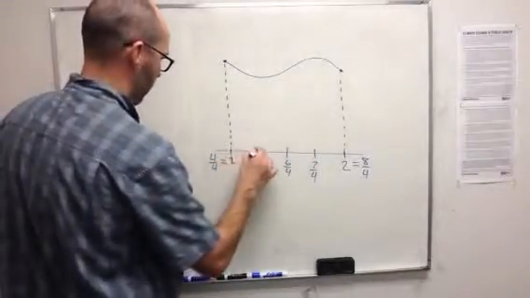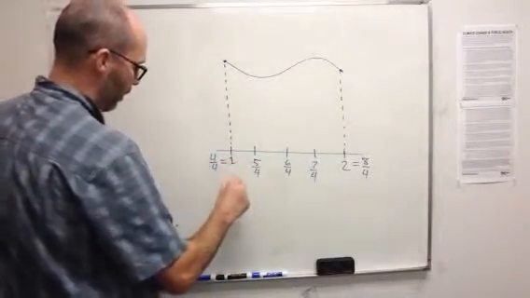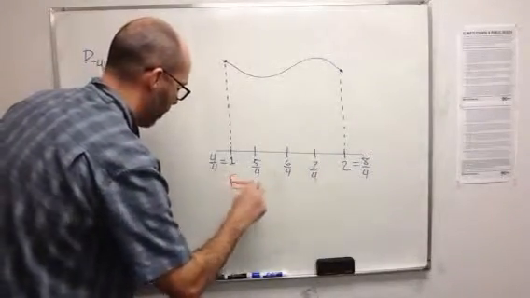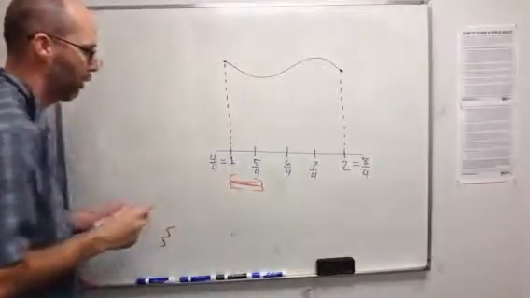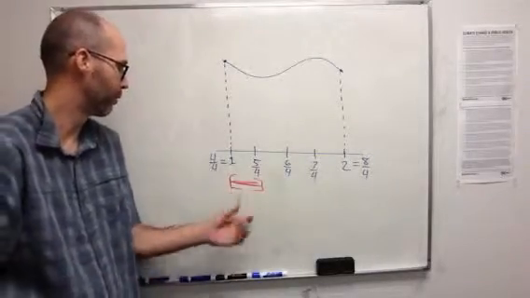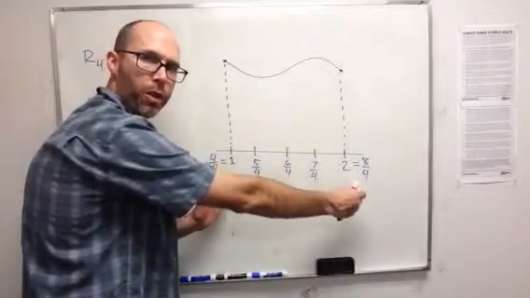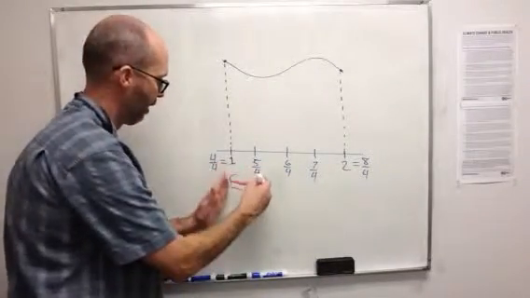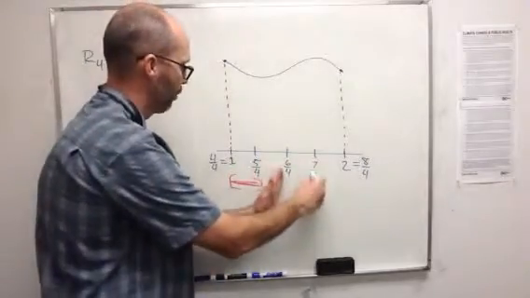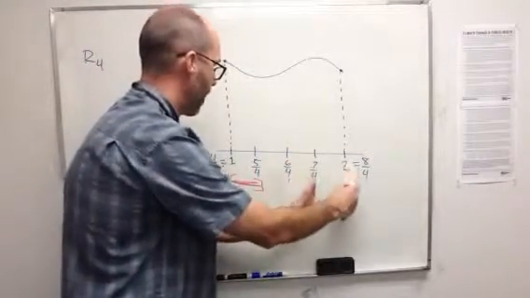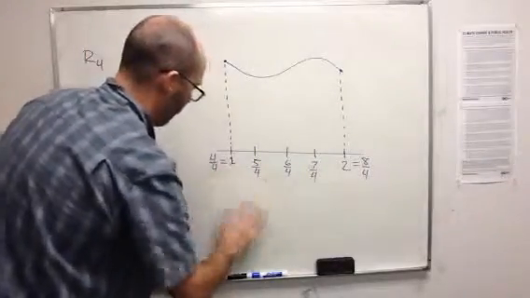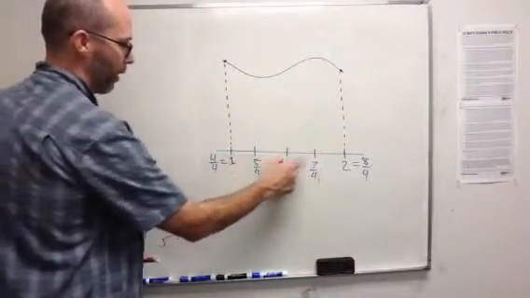Considering just this little interval right here, from 1 to 5/4, you can think of these as subintervals. We have the large interval, 1 to 2, and we have subintervals: from 4/4 to 5/4, from 5/4 to 6/4, from 6/4 to 7/4, from 7/4 to 8/4. These are the widths of our rectangles.